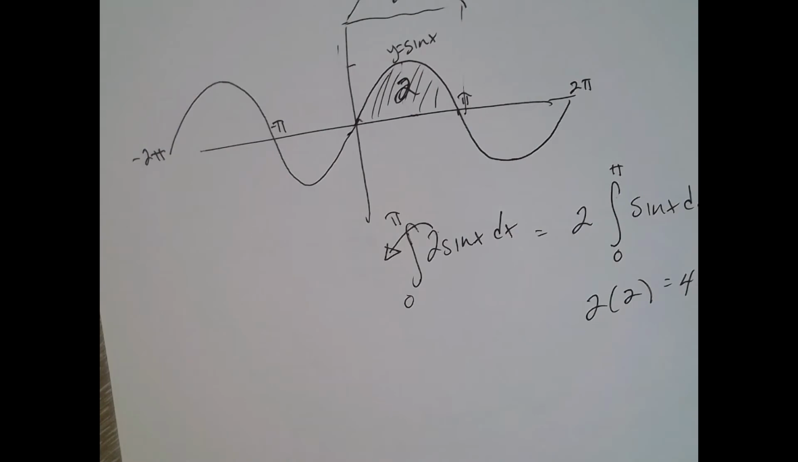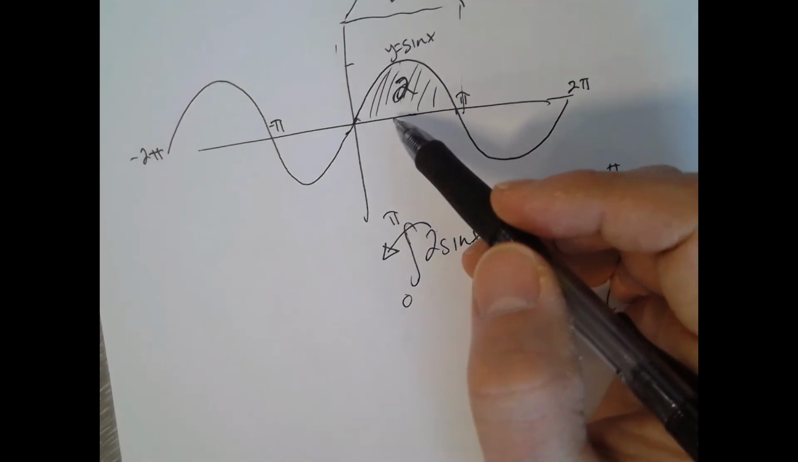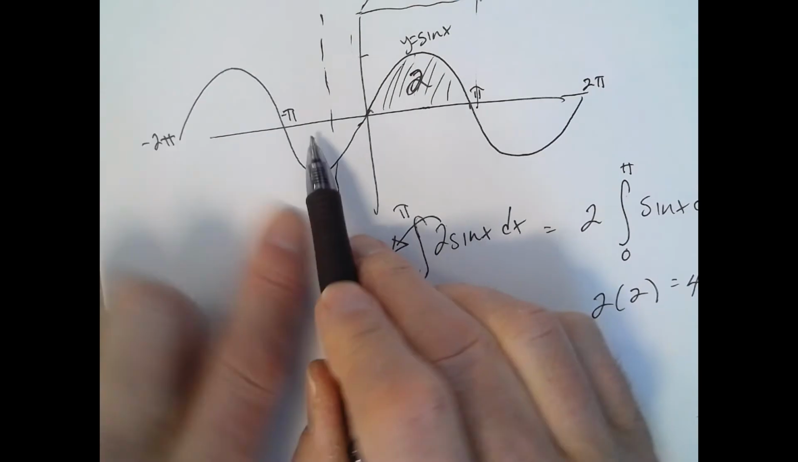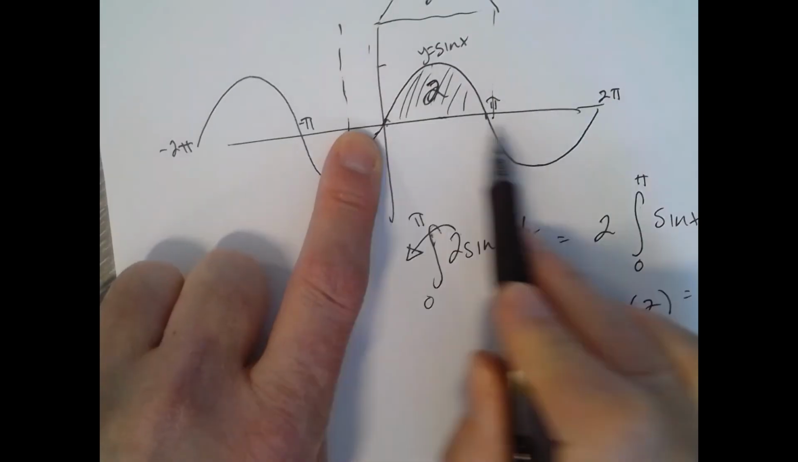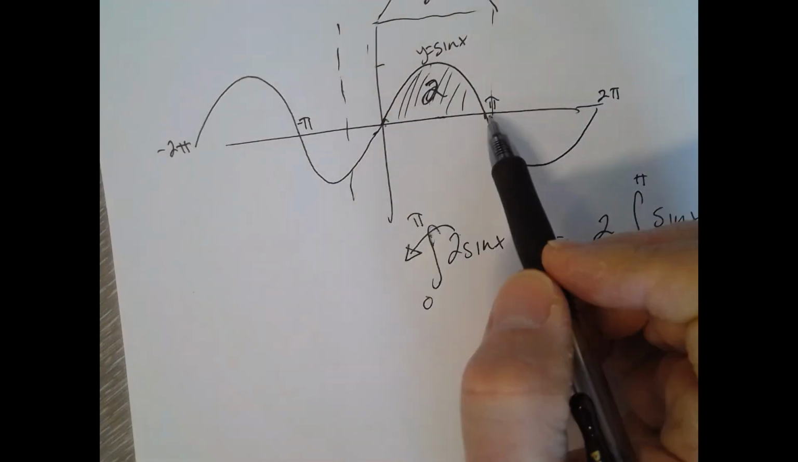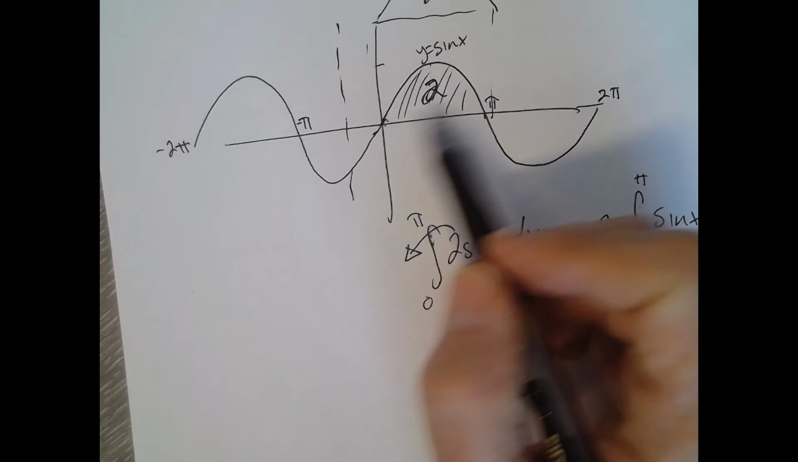Number 6, it's shifted everything 2 to the right. We start at 2. If you can imagine, this is your y-axis right here. All it is is shifting it 2 to the right, and you're going to get the same area, so it's going to be 2. From negative pi to pi gives you 0, because that's -2 and that's 2.